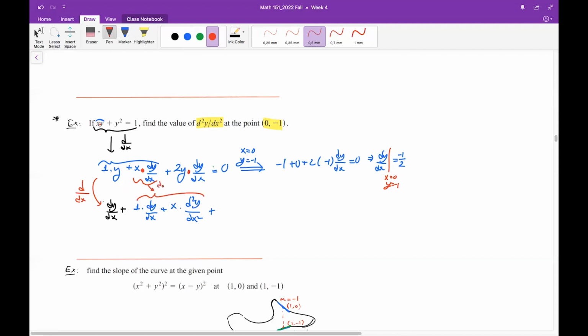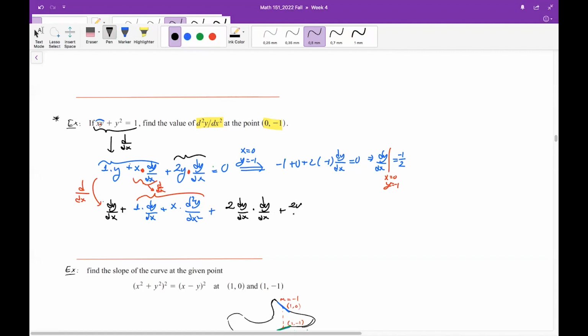Okay, let's clarify things. Now I will be dealing with this product. The derivative of the first function with respect to x is 2 times dy over dx times the second function, plus the first function stays times the second derivative of the second function, which is this thing. This whole thing comes from this part.